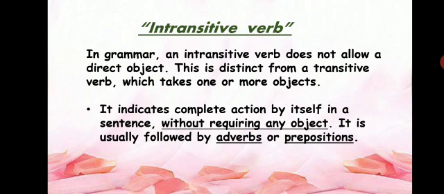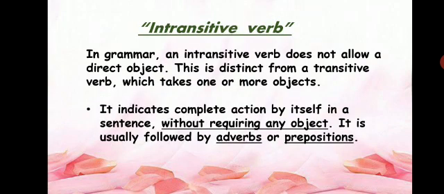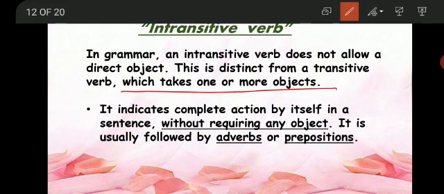Now let's have a look at intransitive verbs. In grammar, an intransitive verb does not allow a direct object, or you may say the actions which do not have any object to receive their action are called intransitive verbs. So you may say they are without object. It indicates a complete action by itself in a sentence without requiring any object. And such types of verbs are followed by adverbs or prepositions.